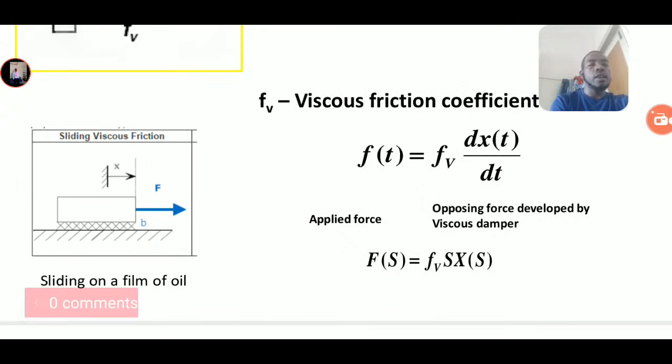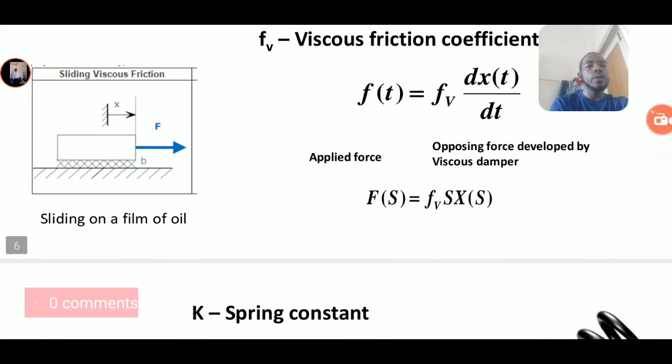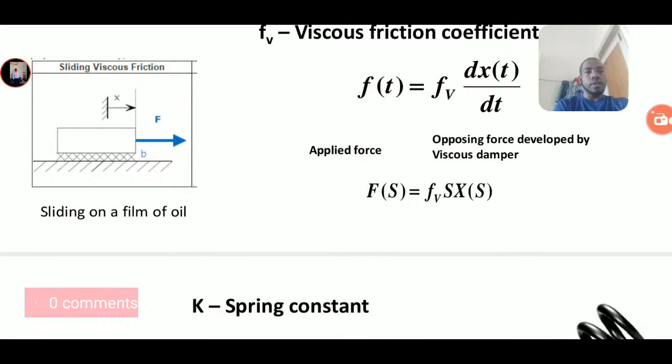Here the expression on the left side is the applied force, and the expression after the equal sign is the opposing force developed by the viscous damper. Now we are going to change the above time domain equation into the frequency domain equation. That means we are changing to the Laplace transform. The Laplace transform of f of t is equal to fv dx of t over dt gives F of s is equal to fv s X of s. This is the Laplace transform.